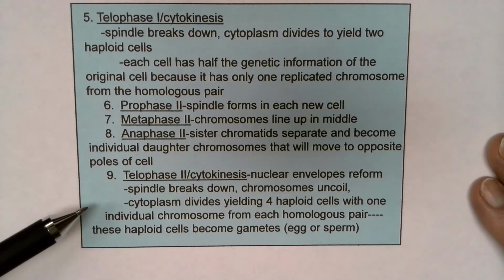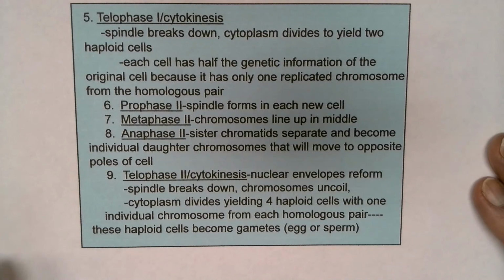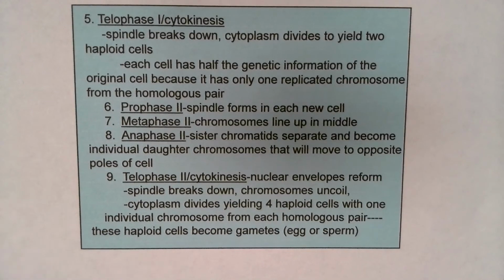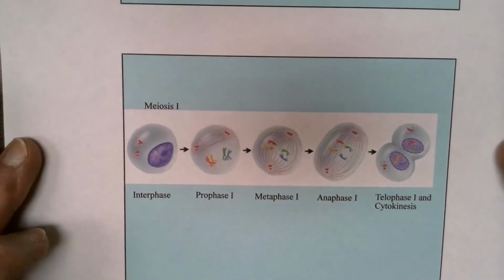And then in telophase 2 and cytokinesis, the nuclear envelope is going to reform, spindle fibers are going to break down, chromosomes are going to uncoil, and then the cytoplasm is going to divide again as well. And then we're going to have 1 member of each homologous pair, okay, and no longer the replicated nature of chromosomes. So let's go real quickly to this particular diagram.